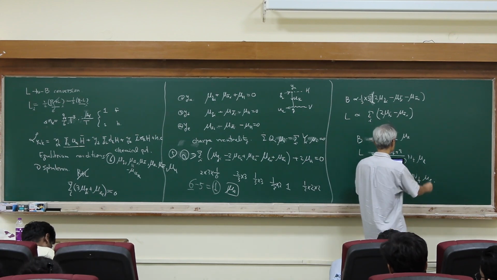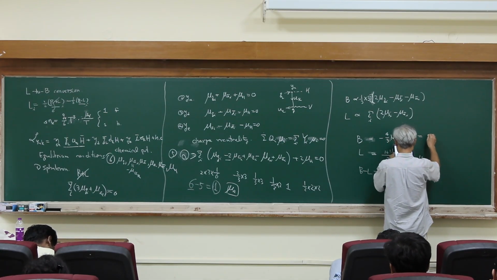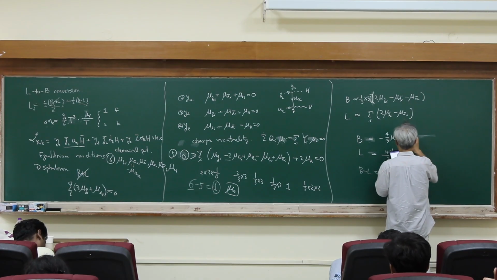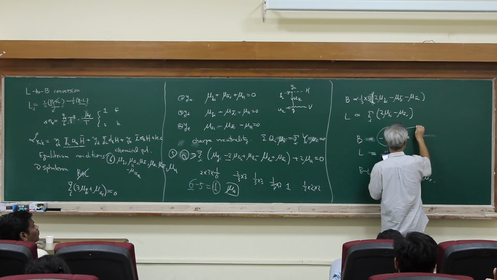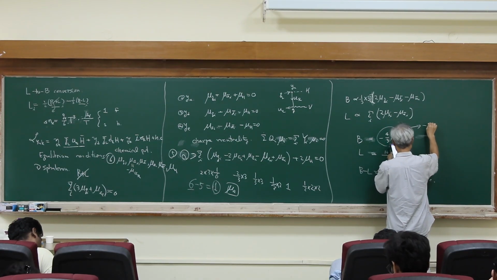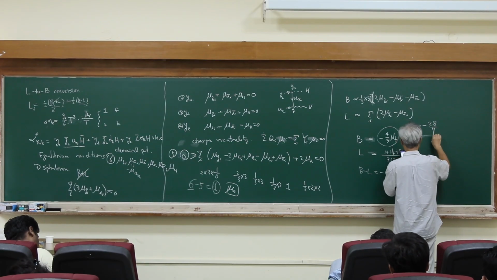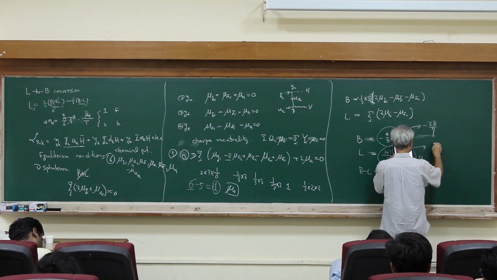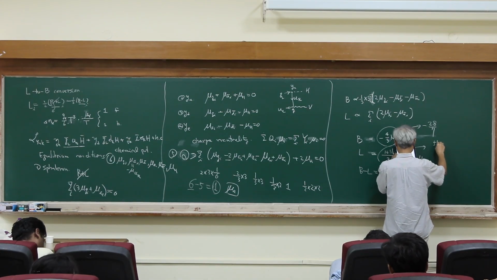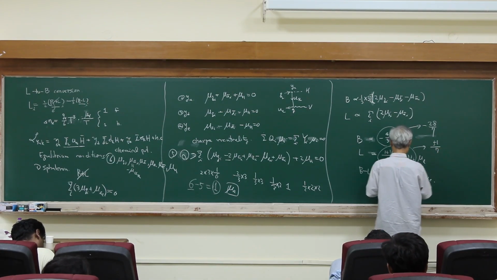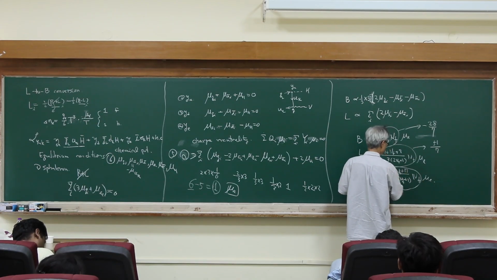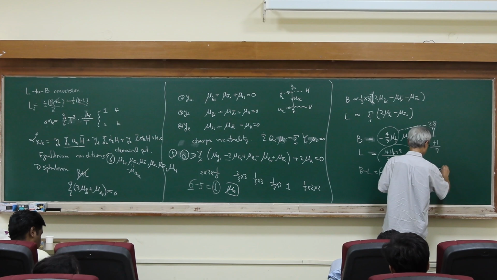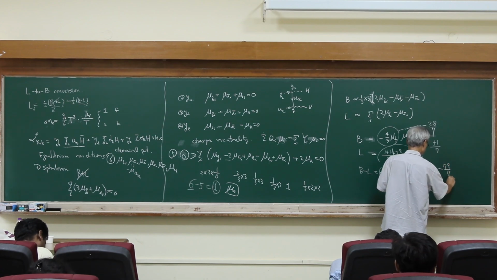Which is nothing but B. So this is minus 20 over 7, 51 over 7. This was minus 79 over 7.